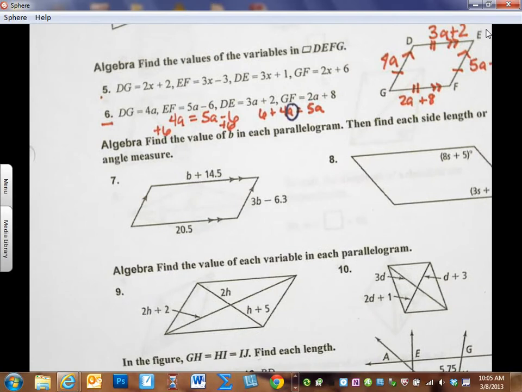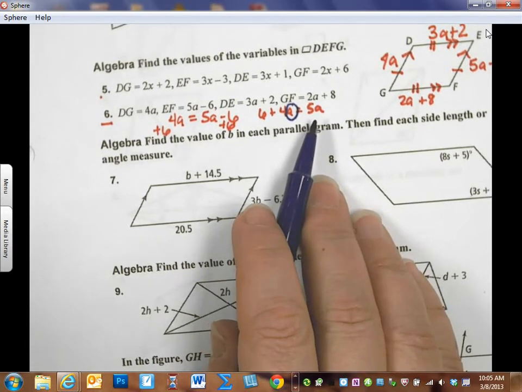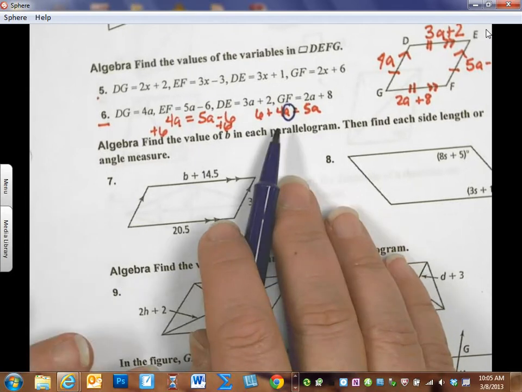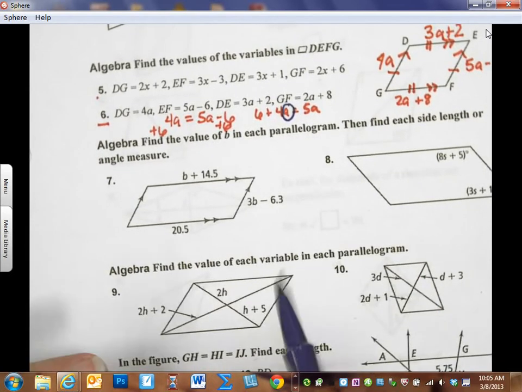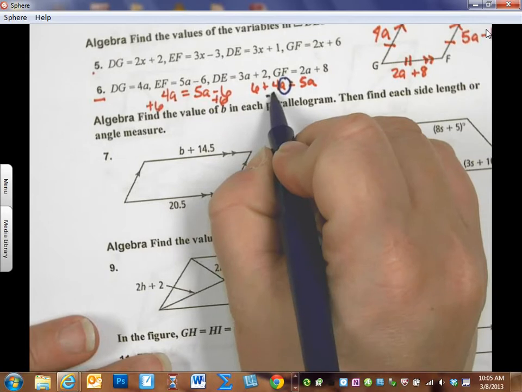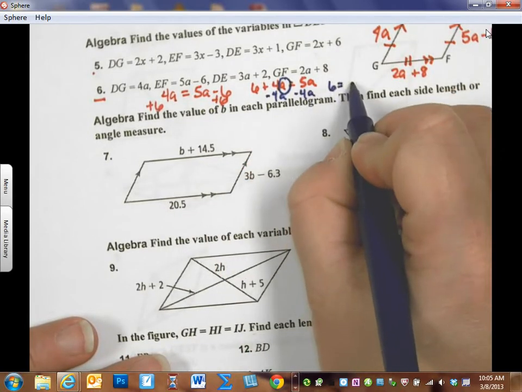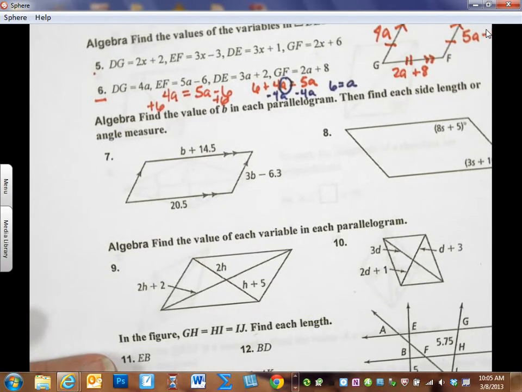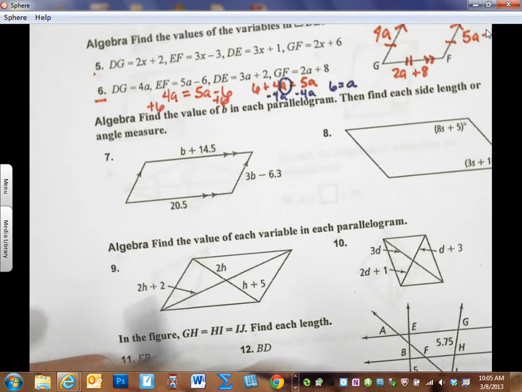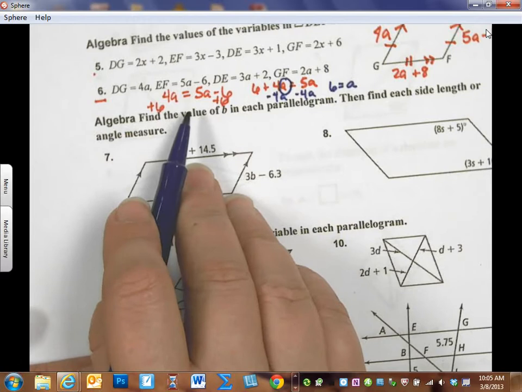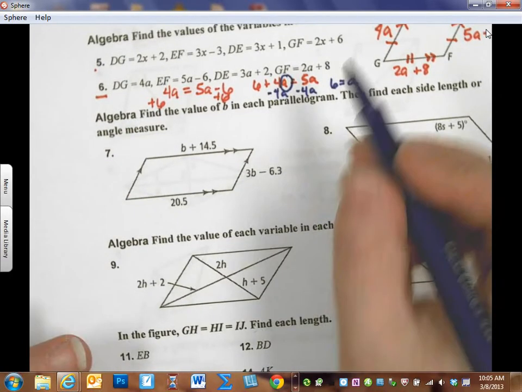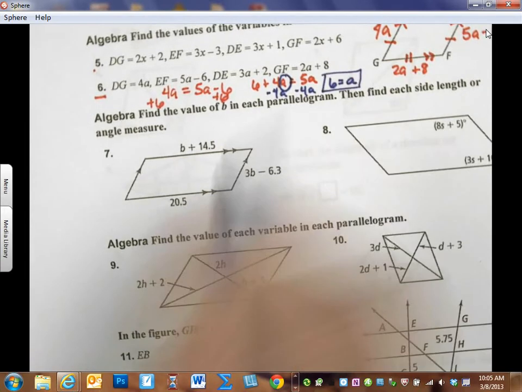Yeah. Or we could get that a by itself, but I want an a alone. So my goal is to get that by itself. 5 minus 4. Okay, you want to subtract 4a on both sides? Yeah. So I know 6 equals a. You could have done the same thing here, but it's fine. It worked out just fine. So we know in this problem that a equals 6.